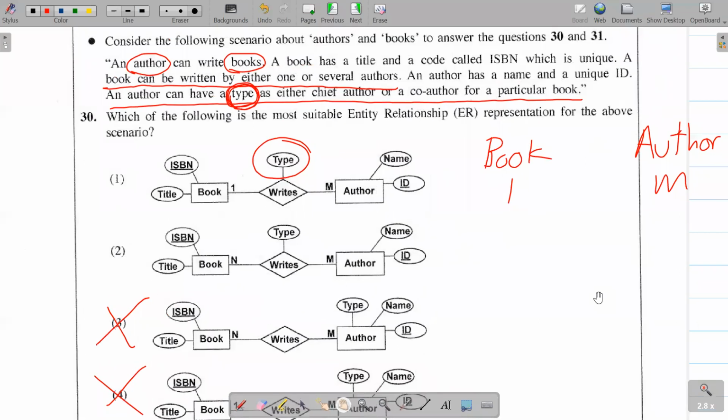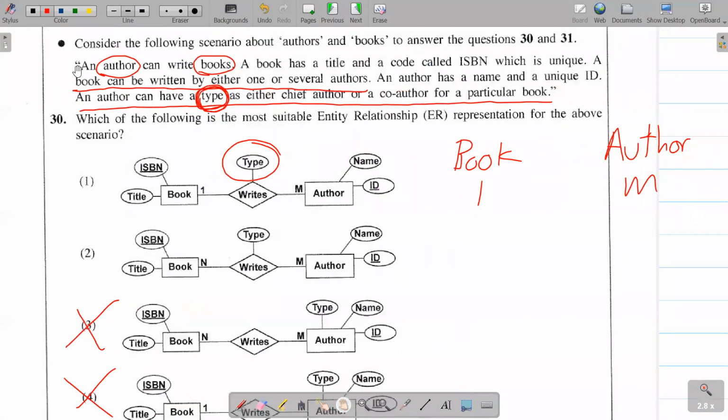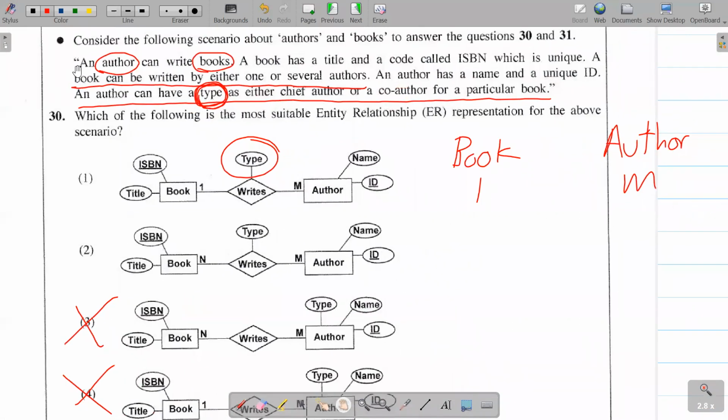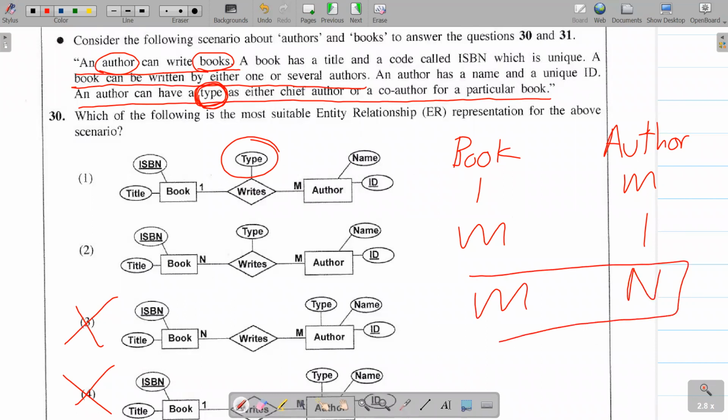In the very first sentence, it says the author can write books. That's in plural. That means one author can write many books. That means this is a many to many relationship, which gives us the second one as the answer.